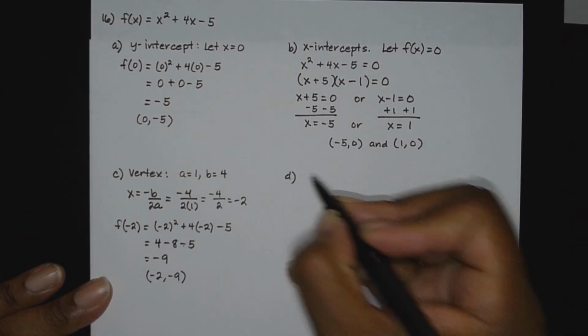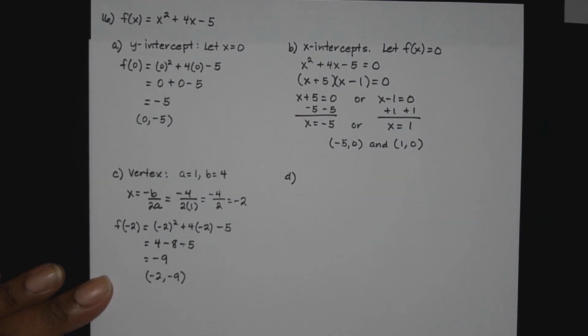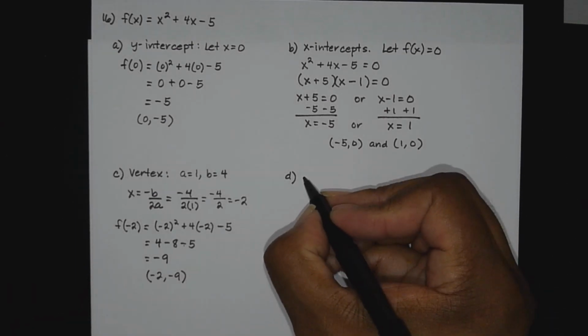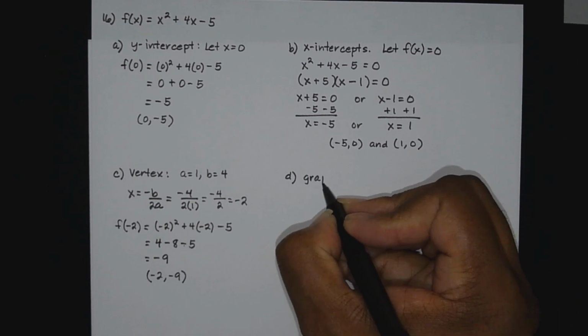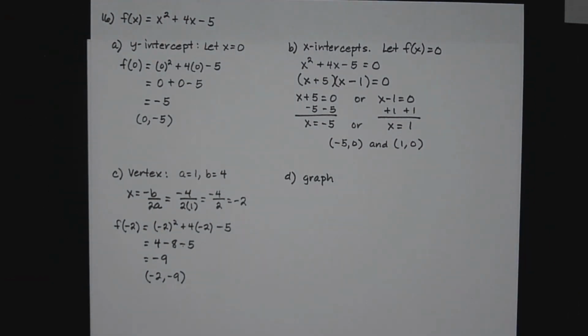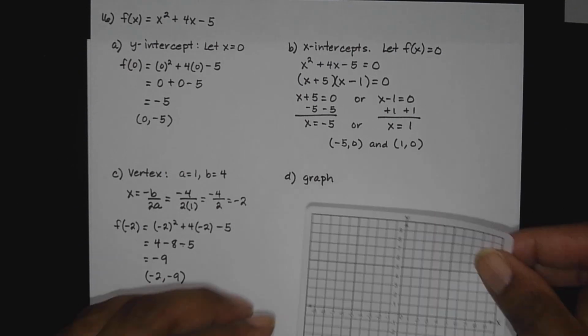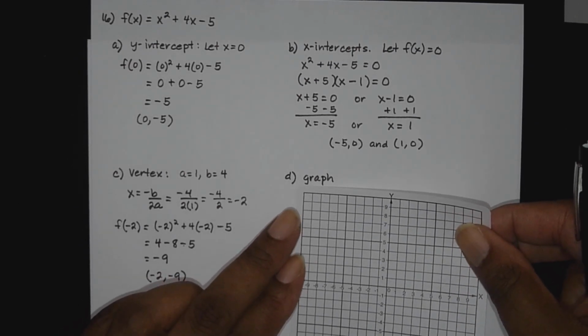And then finally, part D is to use those points and a point symmetric to the y-intercept with respect to the axis of symmetry of the parabola to sketch the graph of that parabola. So part D is simply the graph. And you will have a coordinate grid on your final exam to do the graph of that parabola.